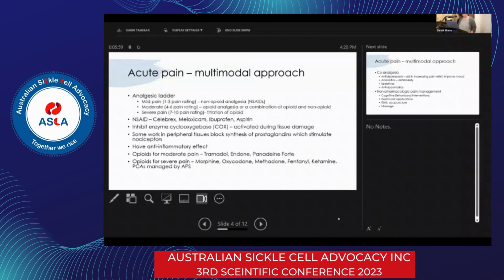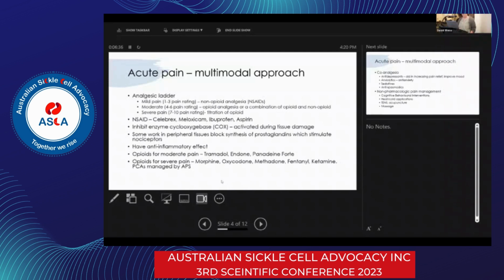And we find that Celebrex is particularly good because it can help block that enzyme which is activated during tissue damage and help to switch off some of those pain receptors. Most non-steroidals have an anti-inflammatory and an antipyretic effect, which can also be very helpful in the inpatient setting, but also as an outpatient, it's readily available and people are able to manage this at home. Education around taking these drugs is important because we know that they can cause gastritis, and that's another level of pain they don't need. So nursing education is really important with these kinds of medications.